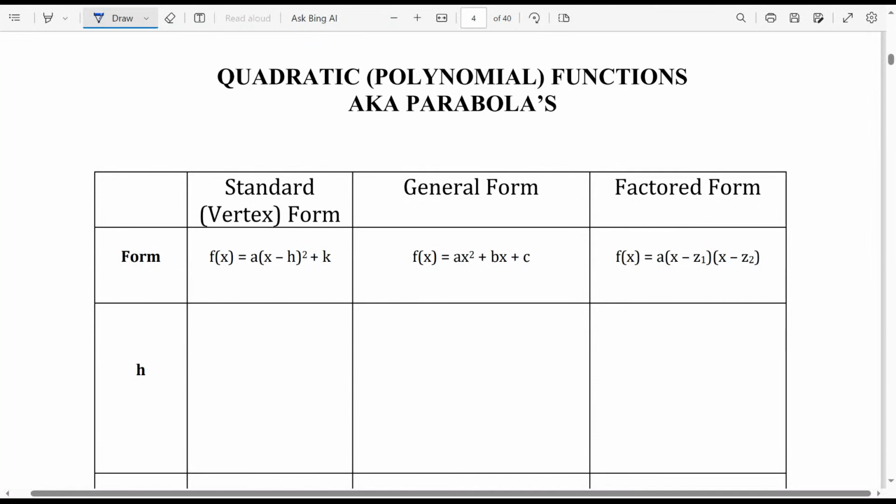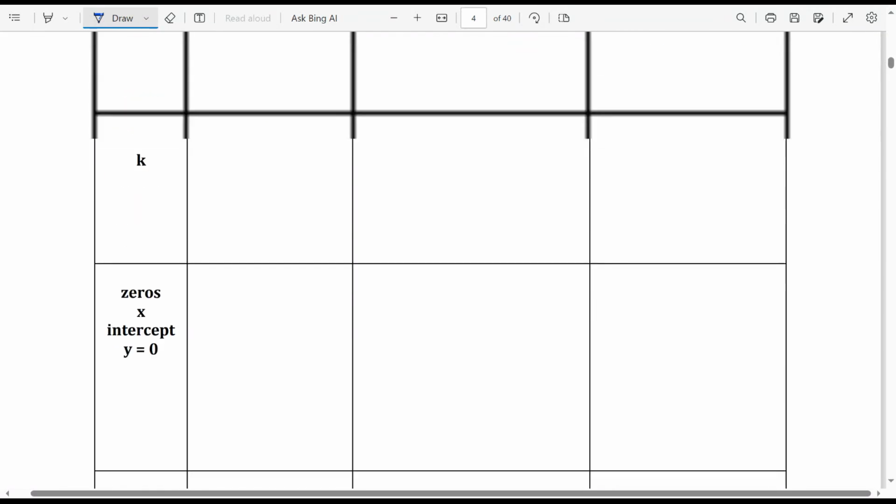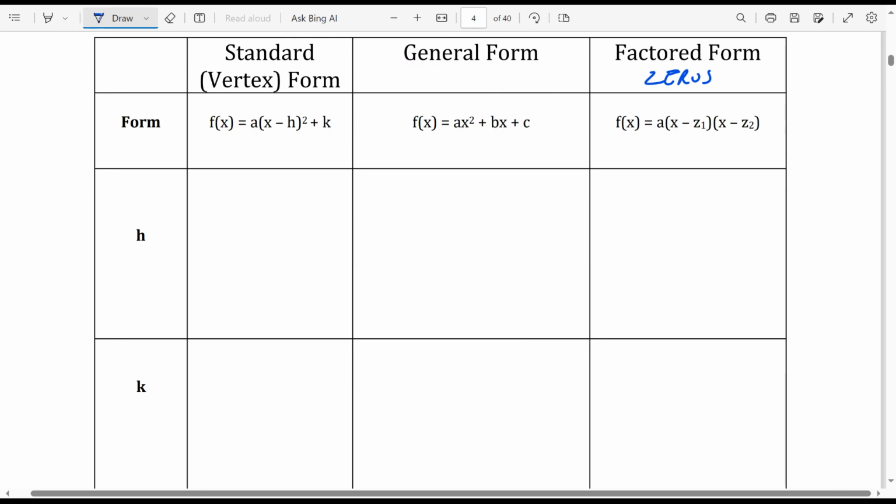Here is the scenario. We are talking about quadratic polynomial functions, also known as parabolas. There are three distinct forms that we can see it in: standard form, general form, and factored form. And we can even add in here right now that factored form is also known as zeros form. So there are alternate names, right? It could be called standard or vertex. It could be called factored or zeros form. Now, this layout, and we're going to fill in all of these boxes with information, formulas, and everything.